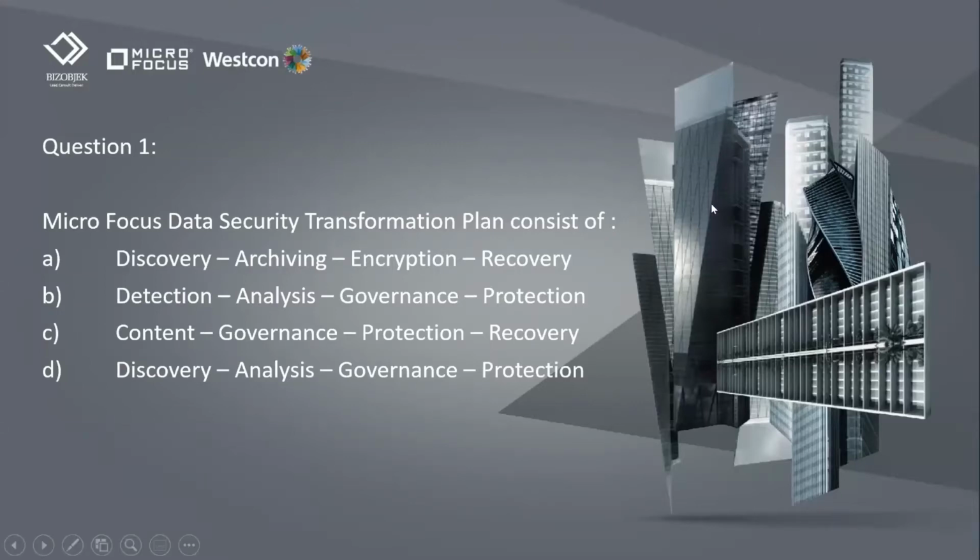So question number 1, Micro Focus Data Security Transformation Plan consists of: A, discovery, archiving, encryption, recovery. B, detection, analysis, governance, protection. C, content, governance, protection, recovery. D, discovery, analysis, governance, and protection. Wow, guys, it's really fast, but I can see some of you didn't get the right answer. The correct answer is D, discovery, analysis, governance, and protection. Let me key in the correct answer for you.